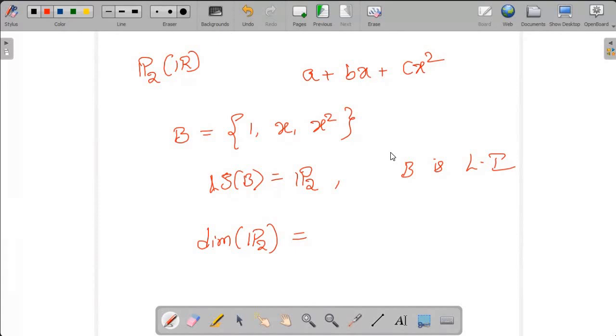Dimension is the number of elements in the basis set. Why are you seeing 2 here? That is the degree 2. How many elements are there in the basis set? The basis set is already visible on your screen. The standard basis of P2 is this: 1, comma, x, comma, x square. How many elements are there here? 3 elements are there. Therefore the dimension of P2 is 3.